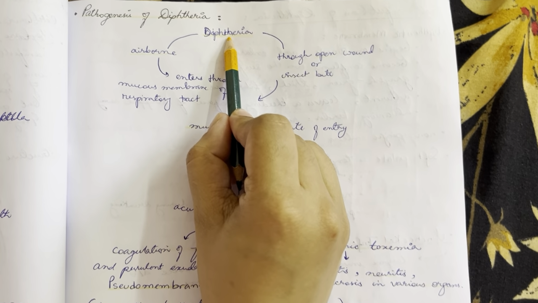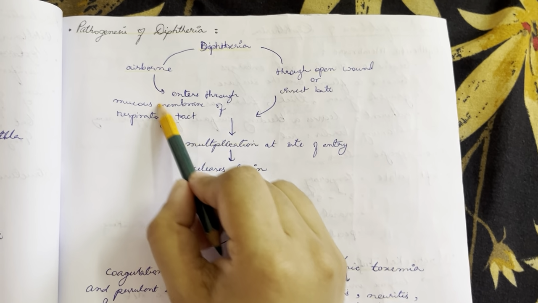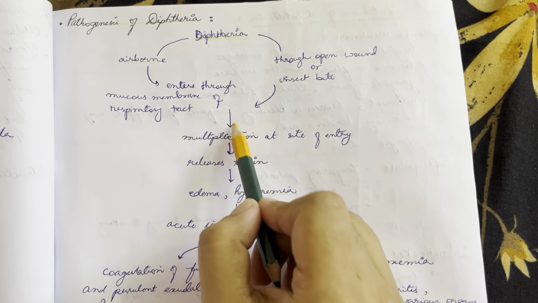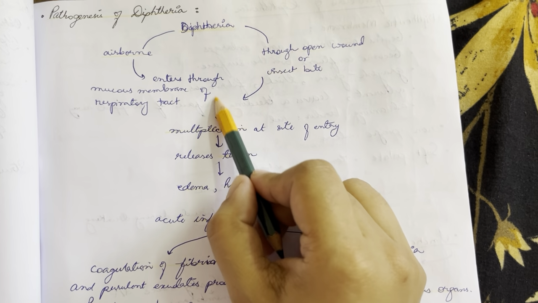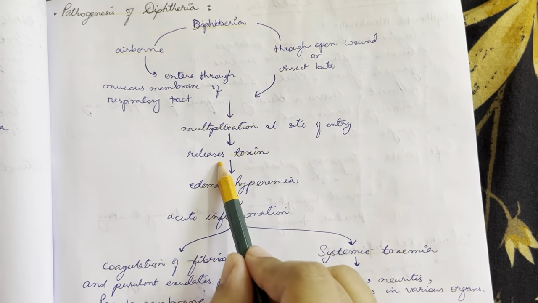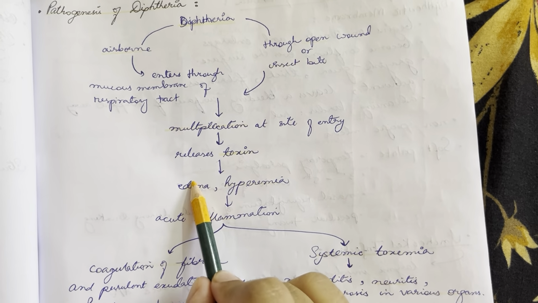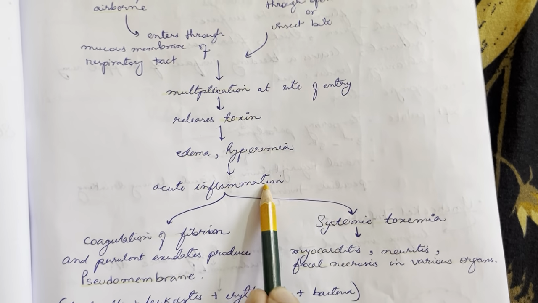The bacteria are generally airborne, so they enter through the mucous membrane of the respiratory tract, but they can also enter through open wounds or insect bites. The bacteria multiply at the site of origin and release toxins. These toxins cause edema, hyperemia, and acute inflammation.